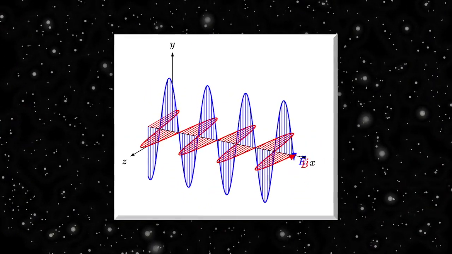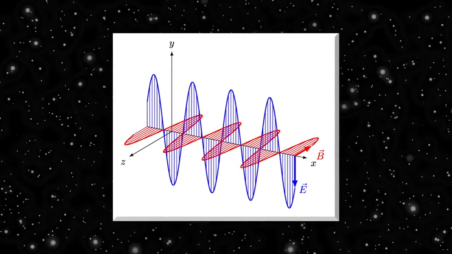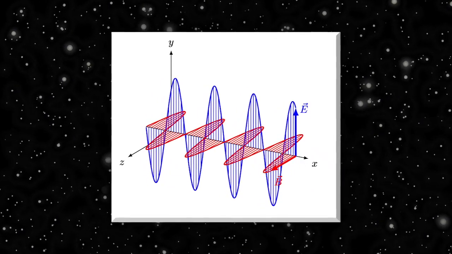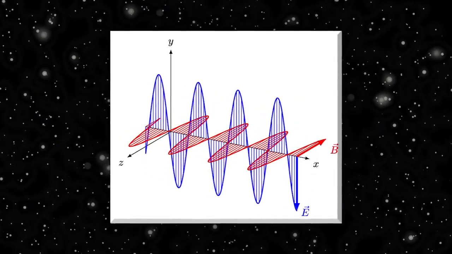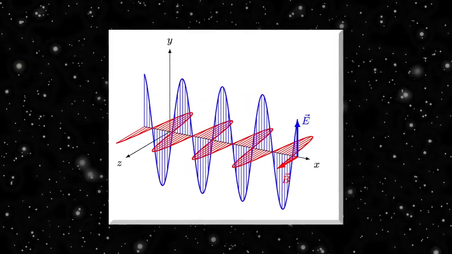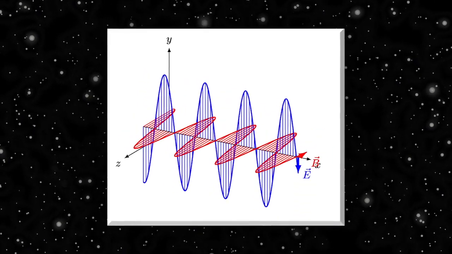Now with light, it's a lot less obvious what is waving. It's not like the air or anything material, it's the more abstract oscillations of electric and magnetic fields. The electric field is a vector whose magnitude wobbles back and forth, while the magnetic field does the same thing but tilted by 90 degrees, and the whole pattern moves in the direction perpendicular to both vectors.